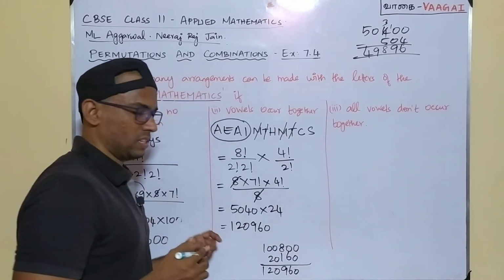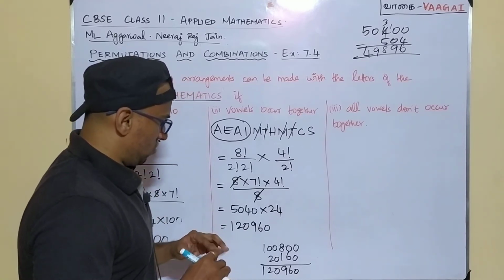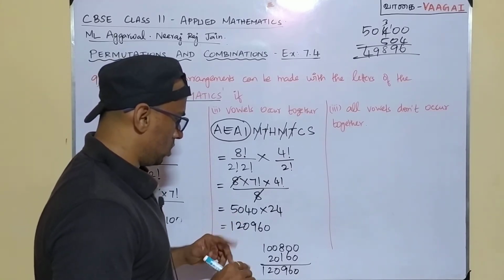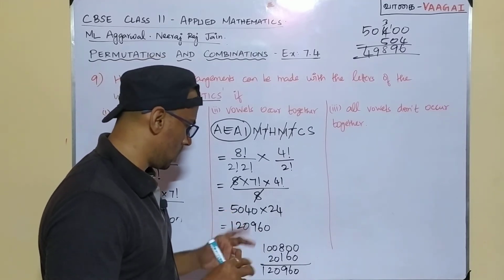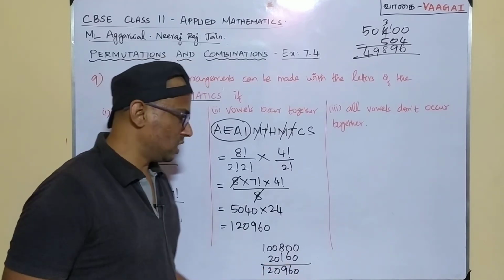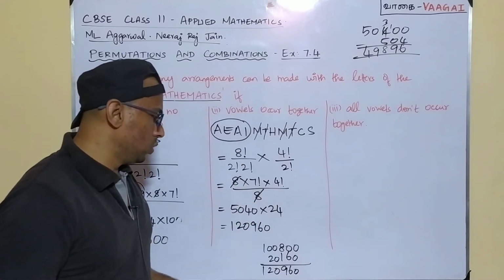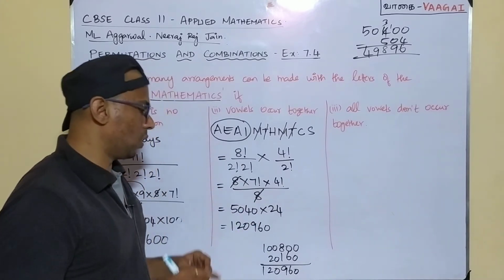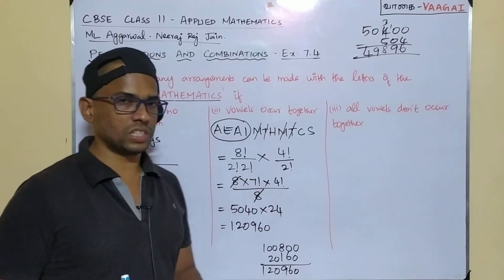120960. This is going to be the answer. So maybe if you want, you can check it once. Yes, it's working. So 120960 is going to be the answer. So that means when vowels are together, how many ways can we arrange this? 120960. This is going to be the answer when you arrange vowels together.